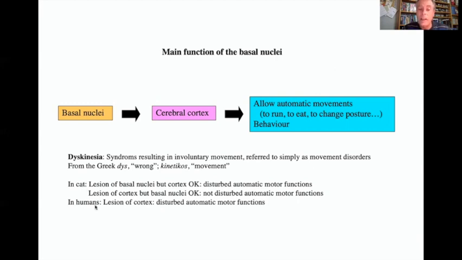However, in humans, it seems that if the lesion affects the cortex, the automatic motor functions are also disturbed. However, in cats, it has been pointed out that with a lesion of the basal nuclei, if the cortex is not affected, the automatic movements are not affected.